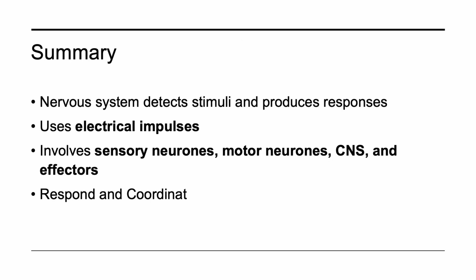In summary, the nervous system is very important for us in responding to the changing environment. Receptors detect stimuli. The sensory cells can create electrical impulses. The electrical impulses are transmitted through sensory neurons, the CNS, motor neurons, and finally the effectors. It allows the body to respond and coordinate to changes. That's the end of today's video.